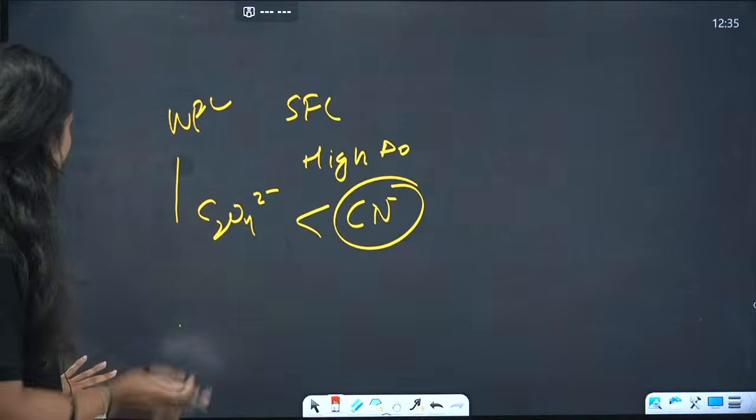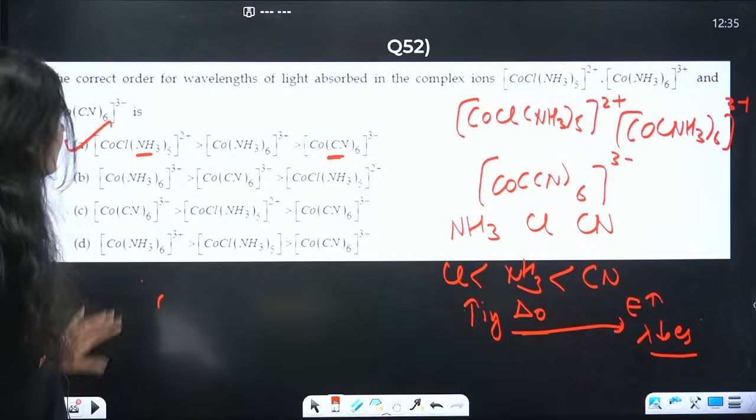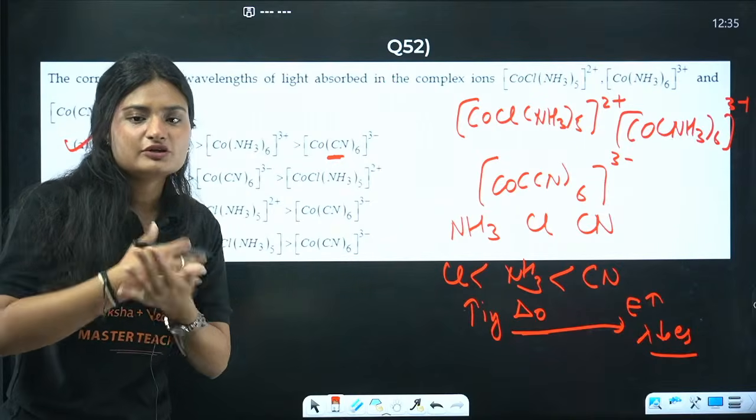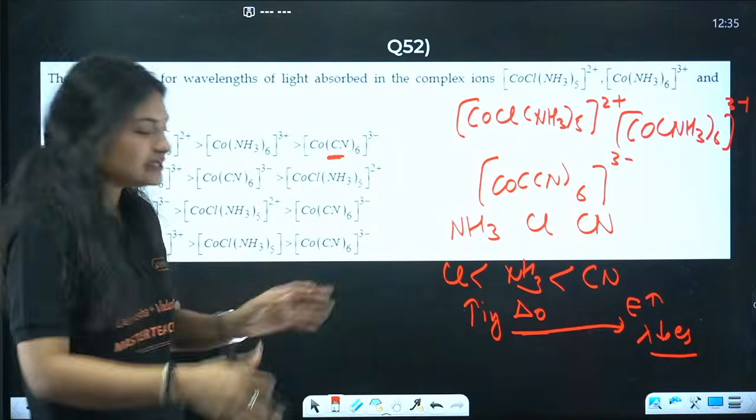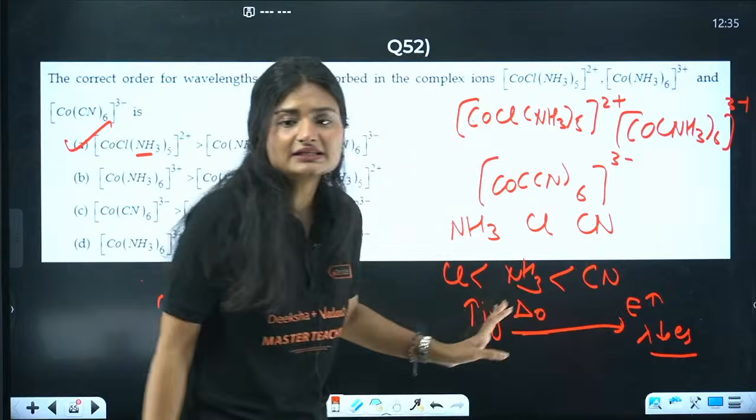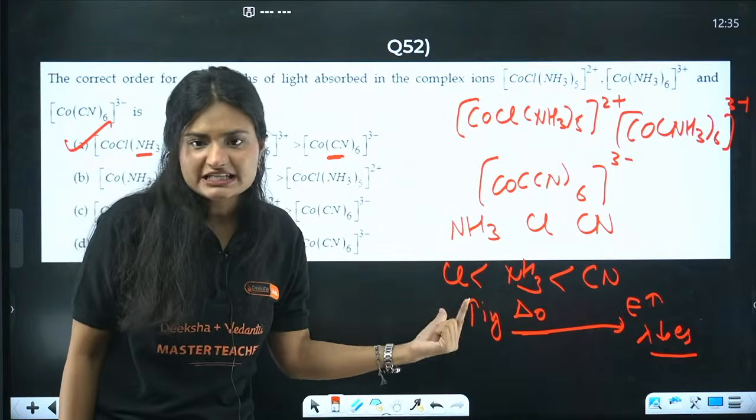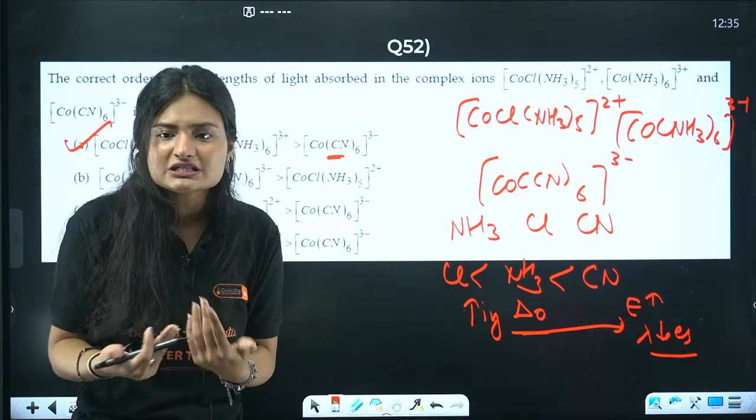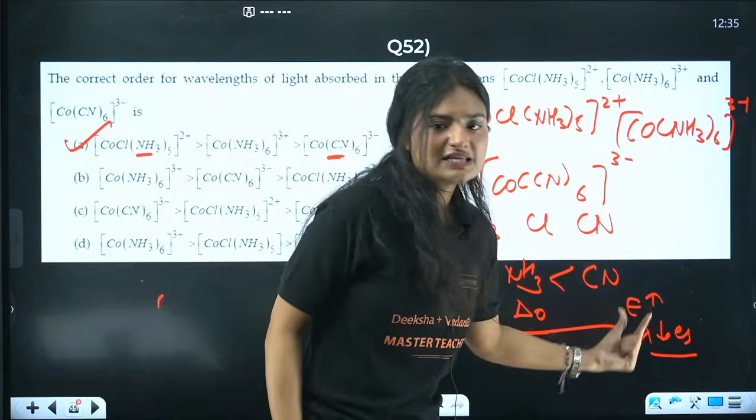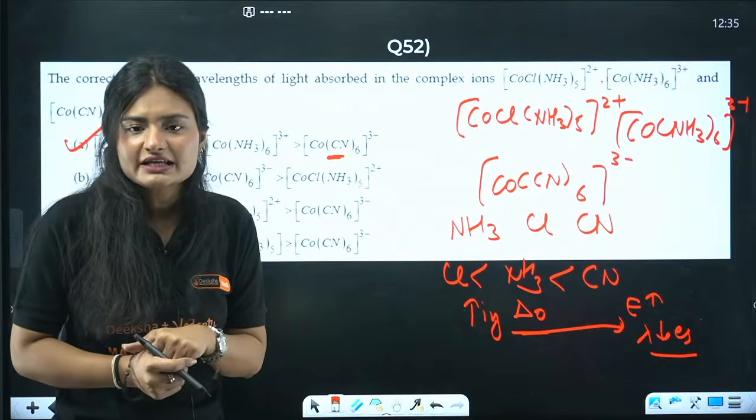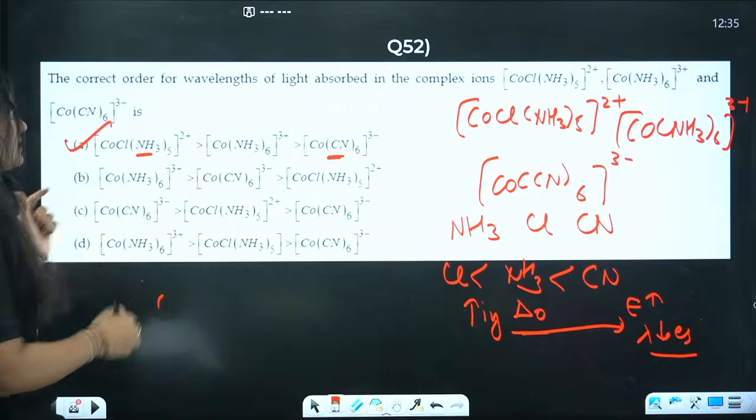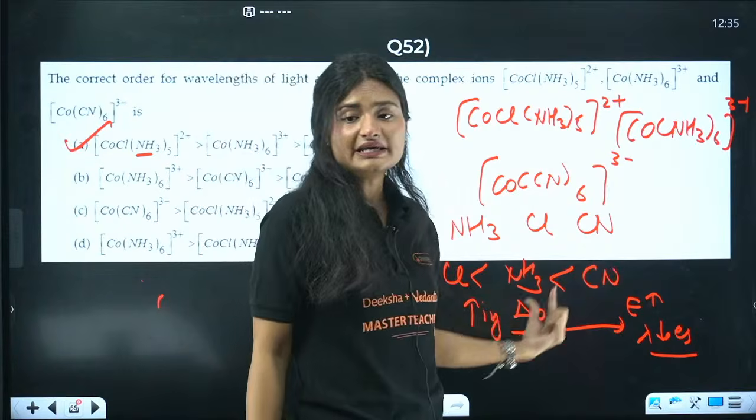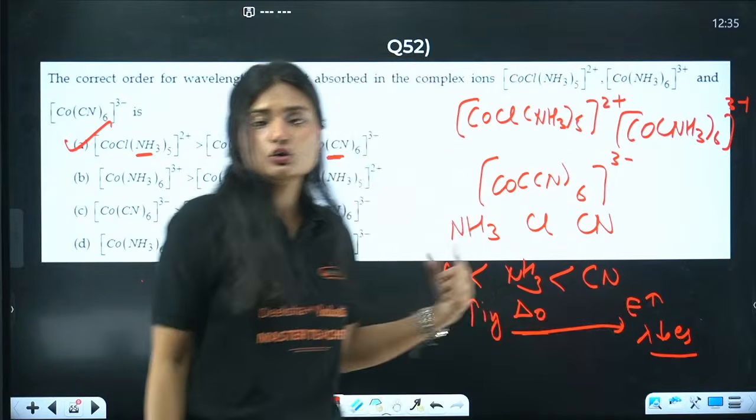One more thing, wavelength. Remember, whenever we go from a weak field ligand to a strong field ligand, the crystal field splitting energy increases. If energy increases, then wavelength decreases, because energy and wavelength are inversely related. This is the sequence we are asked: decreasing order of wavelength. So this will have the highest wavelength, medium, and the lowest wavelength.